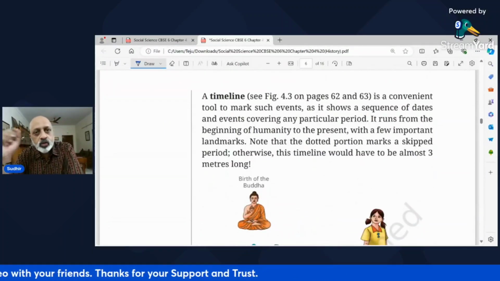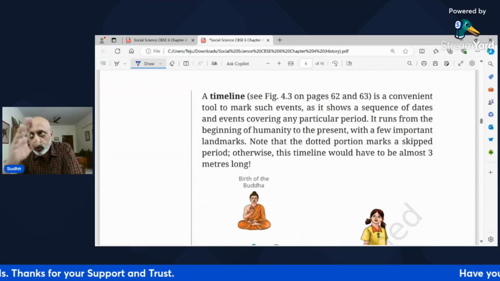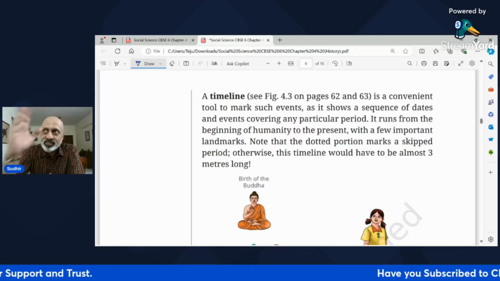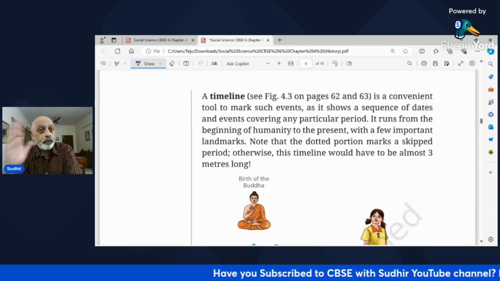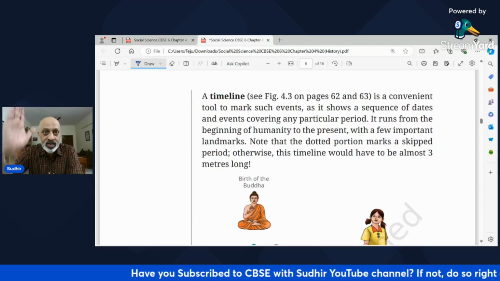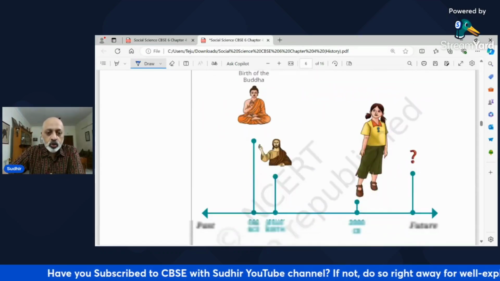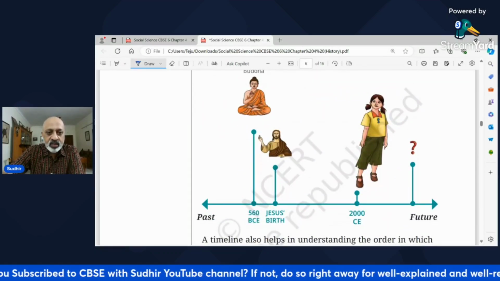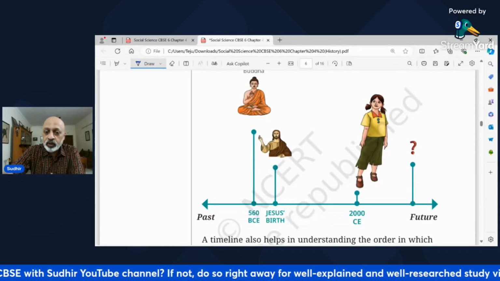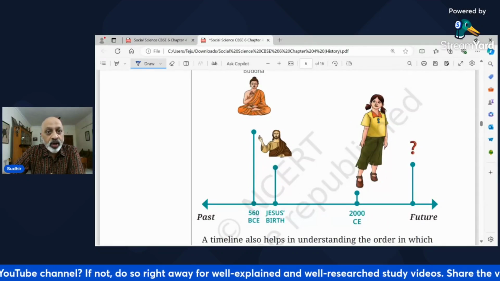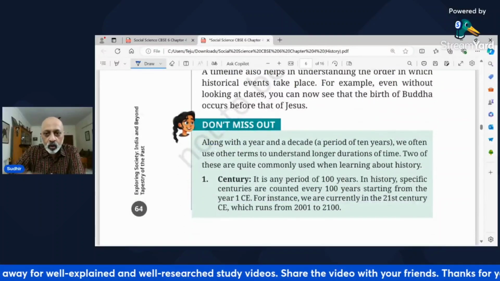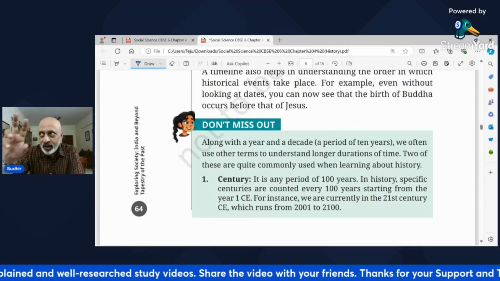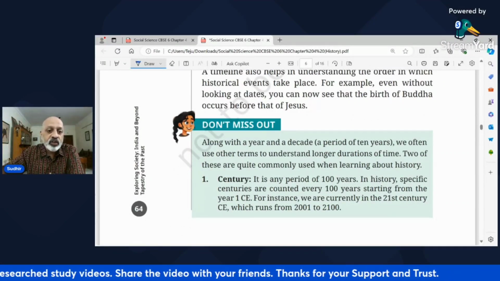Now, a timeline is always a useful tool because that's how you know, okay, this happened before, this happened after, with the birth of Jesus Christ as some kind of a benchmark, as some kind of a standard line. So you have 560 BCE, Gautam Buddha's birth, before the birth of Jesus Christ, and this is where you are right now. Okay. Now, a timeline also helps us understand the order in which the events took place.